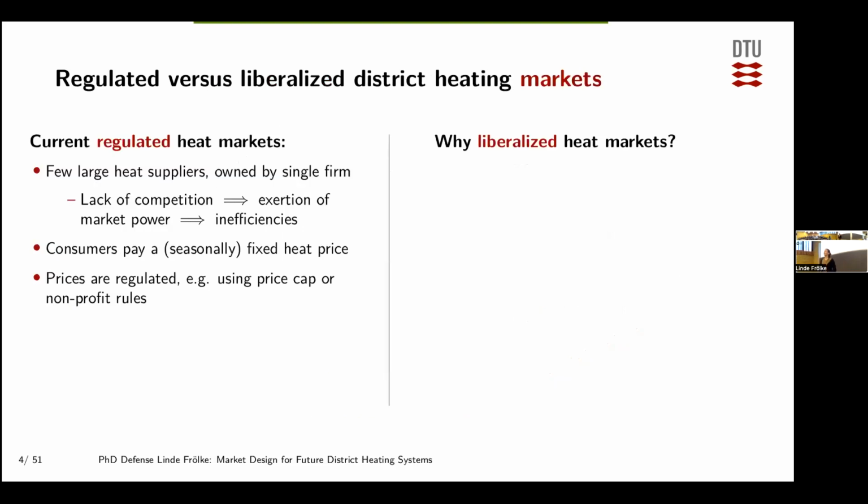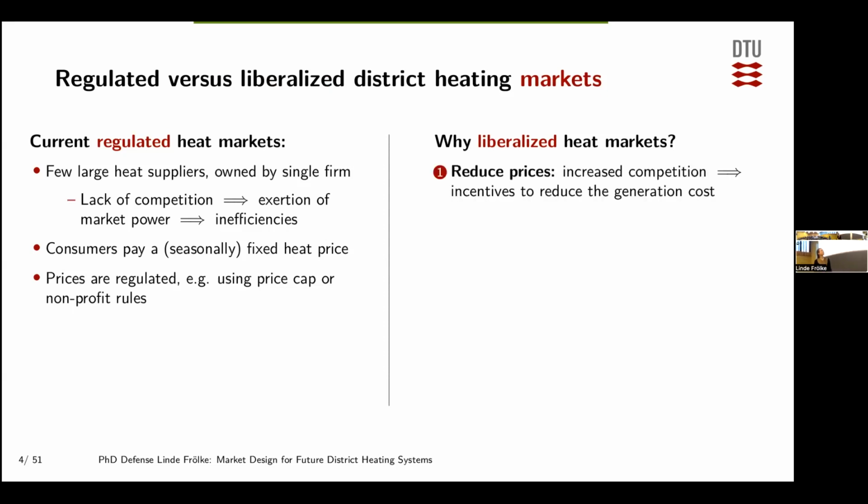This brings me to the topic of heat markets. Currently, heat markets are highly regulated, and this is because usually there are only a few large suppliers, and they are sometimes even owned by a single firm. And in such systems, there could be lack of competition, and therefore exertion of market power and market inefficiencies. In current systems, consumers usually pay a fixed price of heat. Sometimes it differs per season, but it's fixed over longer periods of time. And prices paid to generators are regulated, for example, using price caps or profit rules.